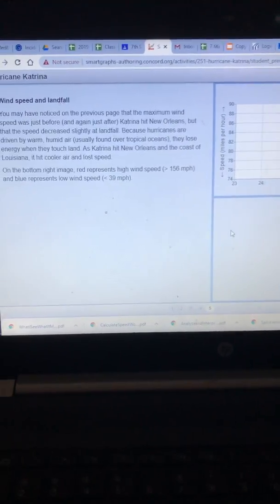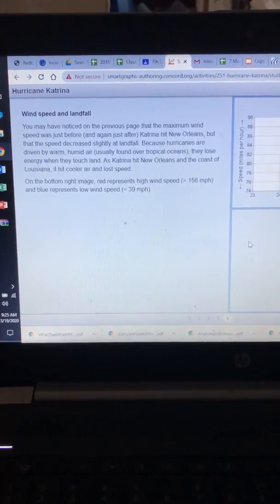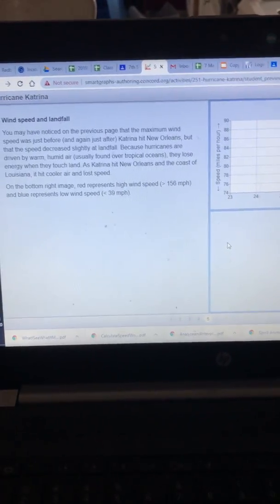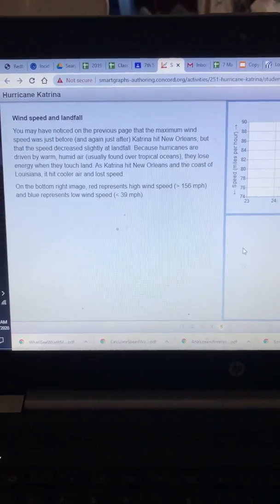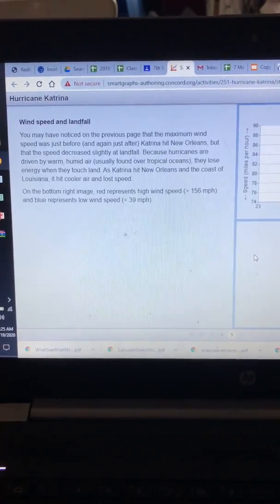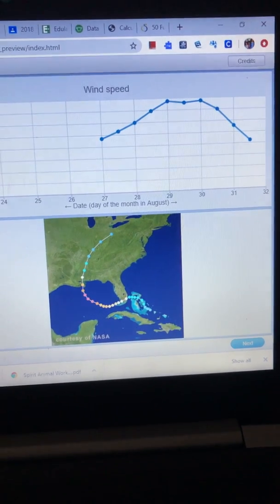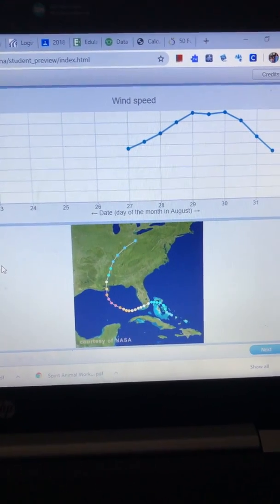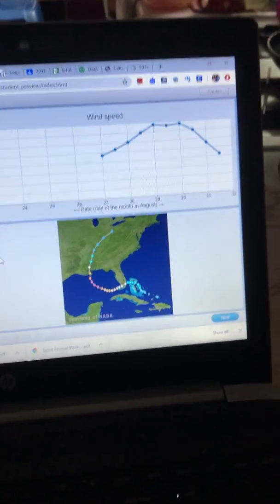Okay. So you may have noticed on the previous page that the maximum wind speed was just before and again just after Katrina hit New Orleans, but that the speeds decreased slightly at landfall. Because hurricanes are driven by warm, humid air, usually found over tropical oceans, they lose energy when they touch land. As Katrina hit the coast of New Orleans, it hit cooler air and lost speed. On the bottom right image, red represents high speed, greater than 156 miles per hour, and the blue represents low wind speed, less than 39 miles an hour.